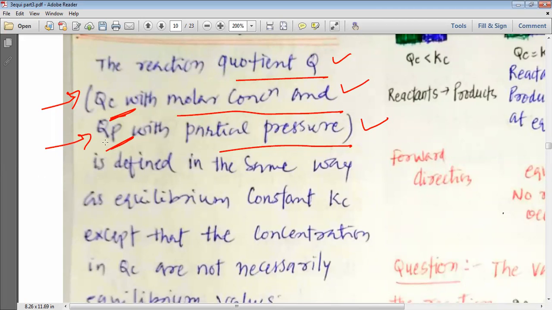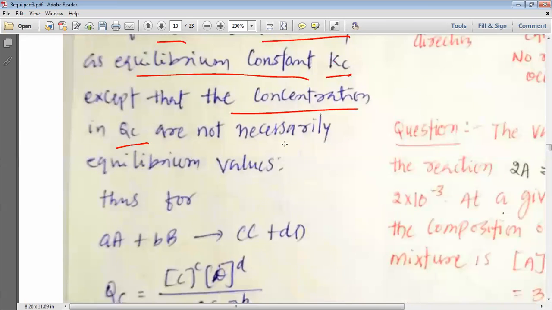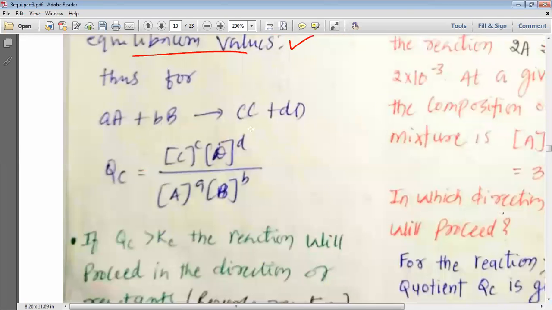Now, how do we define it? The reaction quotient Q, or Qc or Qp, is defined in the same way as the equilibrium constant Kc is defined, but there is an exception. What is the exception? The concentrations in Qc are not necessarily the equilibrium values. So when we take the ratio of the concentration of products raised to the power of their stoichiometric coefficients divided by the concentration of reactants raised to the power of their stoichiometric coefficients, this is what is known as our Qc.